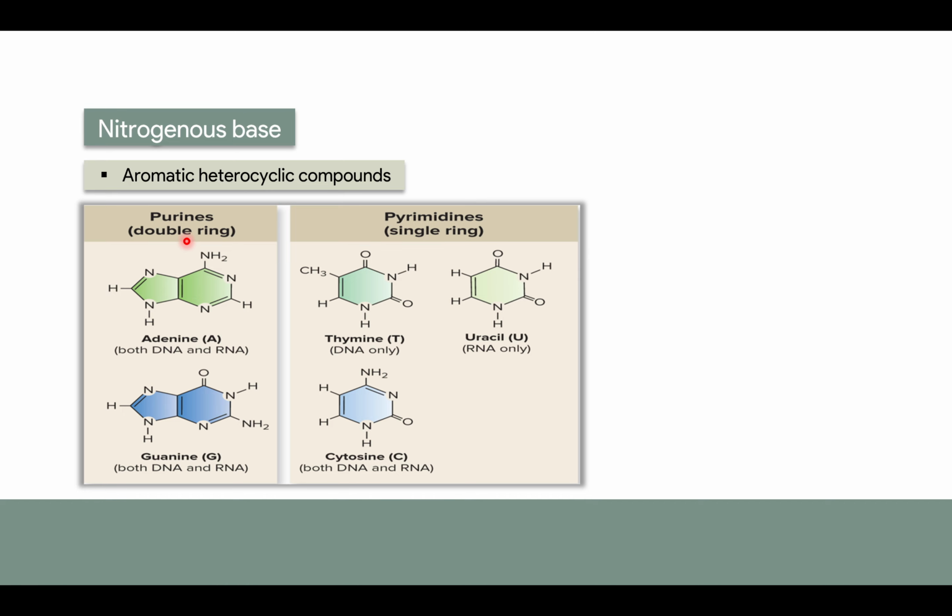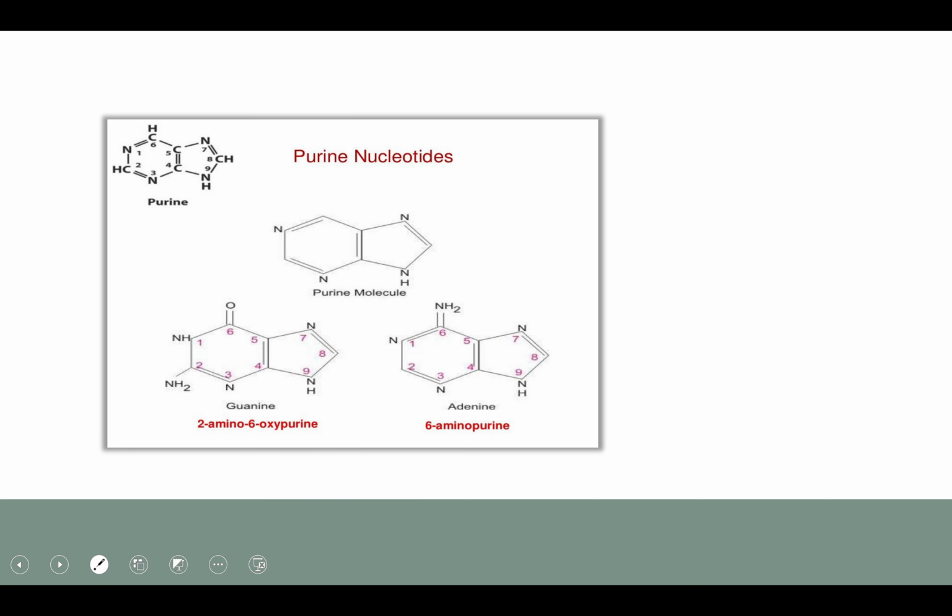Purine is a double ring structure and it is adenine and guanine. Both these purines are present in DNA and RNA. Nitrogenous base pyrimidine is a single ring structure, and cytosine is present both in DNA and RNA. Thymine is present only in DNA, whereas uracil is present only in RNA. That was about the nitrogenous bases.